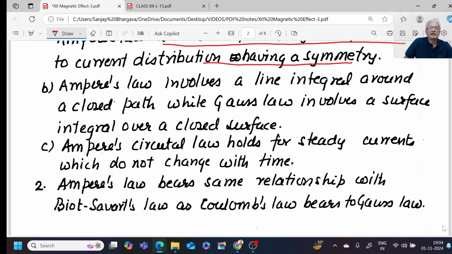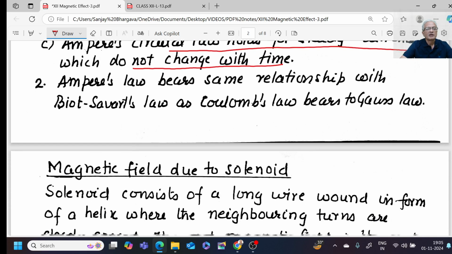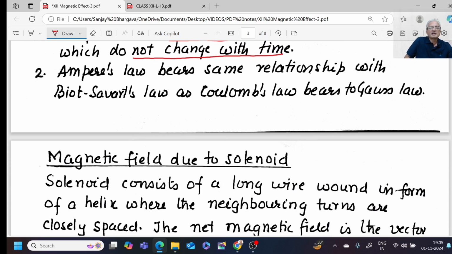Ampere's law involves a line integral around a closed path, while Gauss law involves a surface integral over a closed surface. Ampere's circuital law holds for steady currents which do not change with the time. So, if the value of the current changes with the time, you cannot apply Ampere's law. It is applicable only for the steady currents whose value does not change with respect to time. Second, Ampere's law bears same relationship with Biot-Savart's law as Coulomb's law bears to Gauss law.